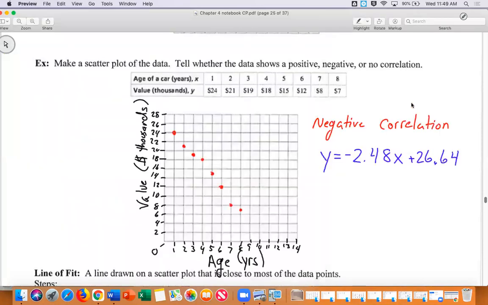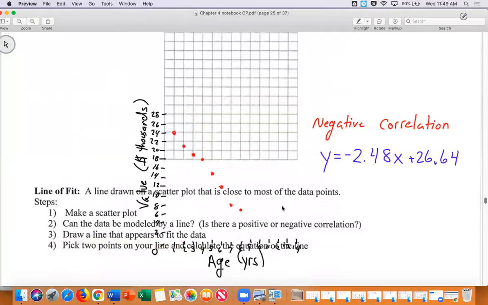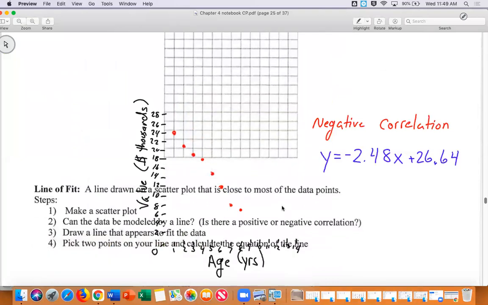All right, let's go back to here. Did we answer all the questions? We made a scatter plot. Yes. Can the data be modeled by a line? Yes. It was negative correlation. Draw a line. We did that. We used our calculators. And then we didn't have to do number 4 because we allowed our calculator to do it.